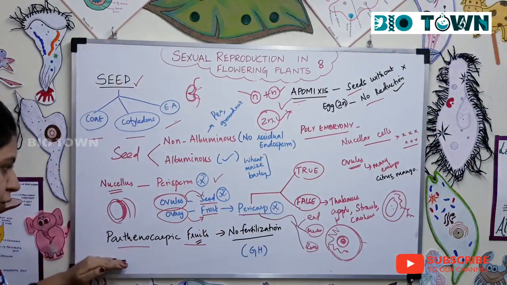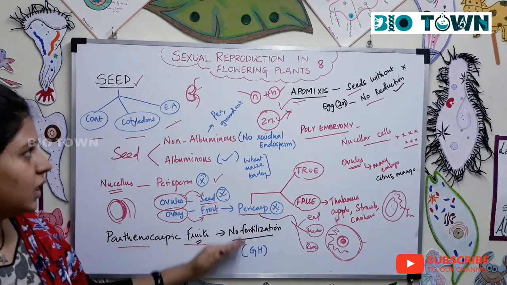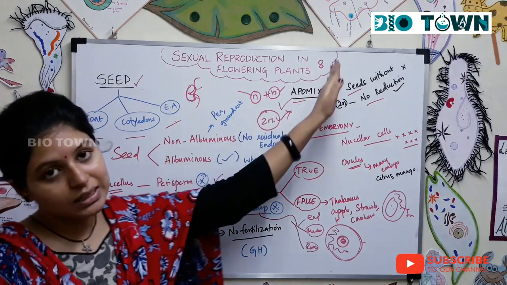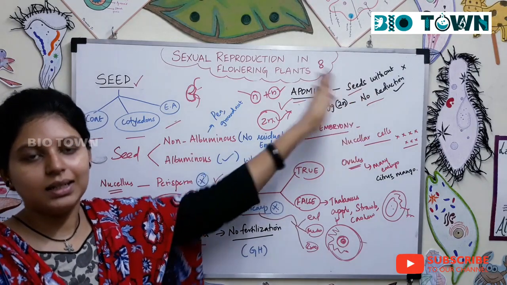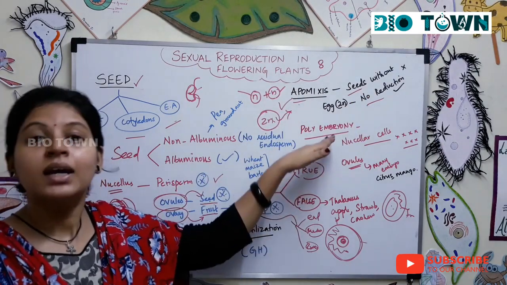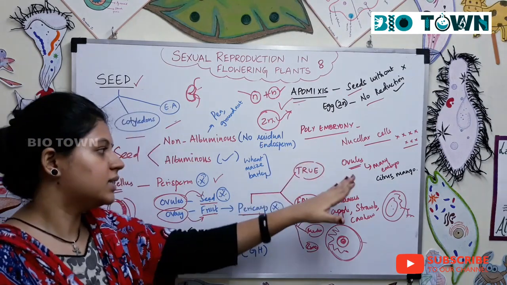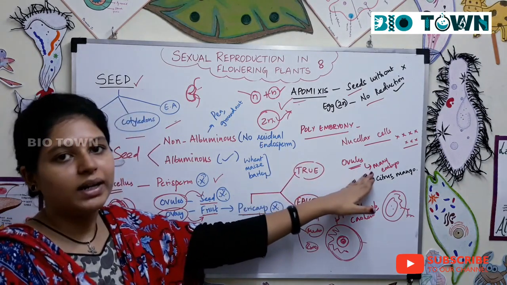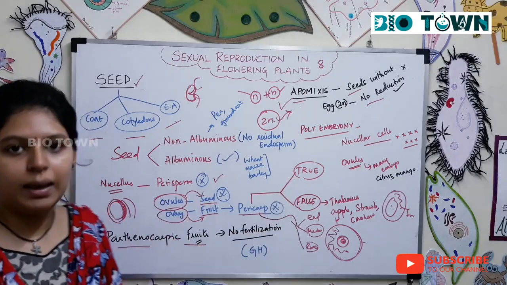See, parthenocarpic fruits: no fertilization. Apomixis: seeds without fertilization, from diploid ovules. Next, polyembryony: continuous division of the nucellar cells, and they will develop into n number of embryos.